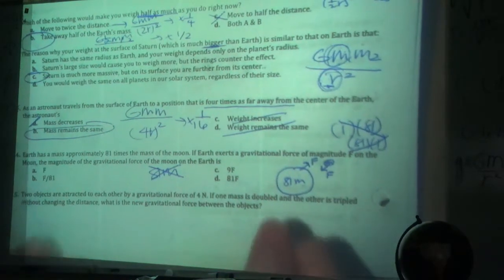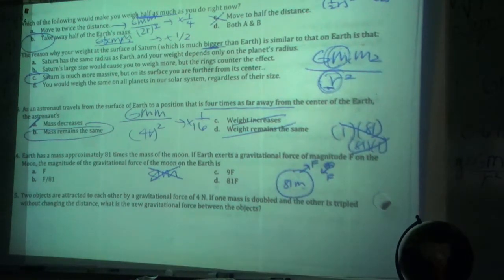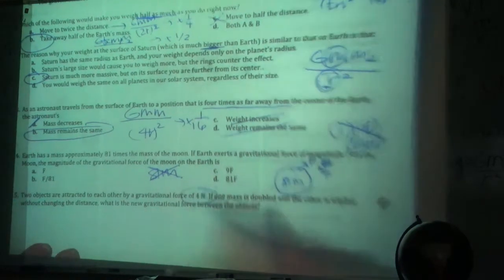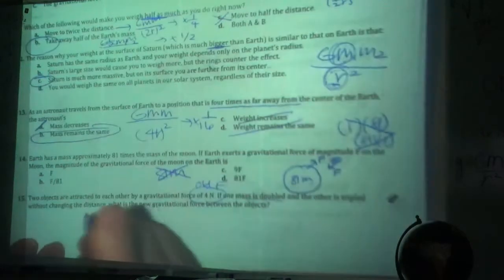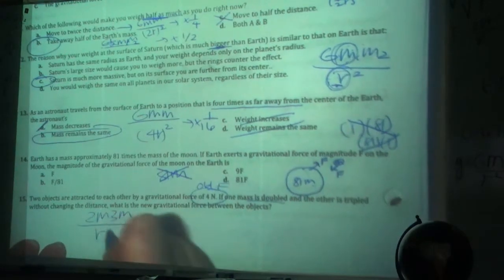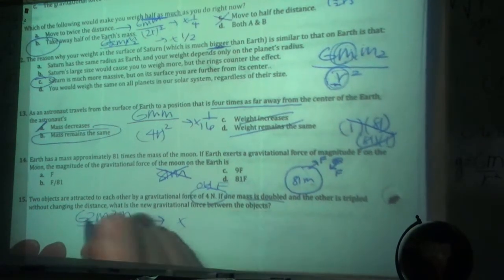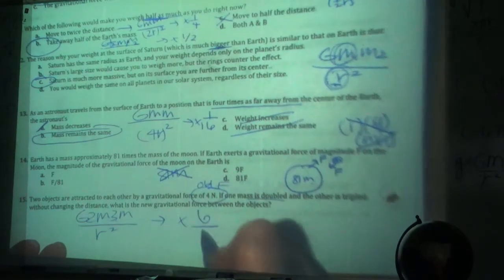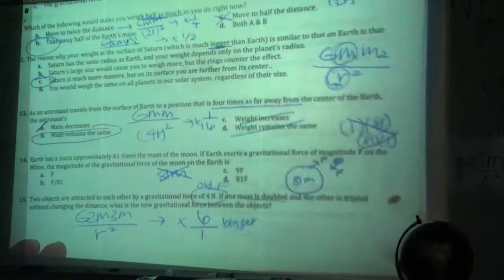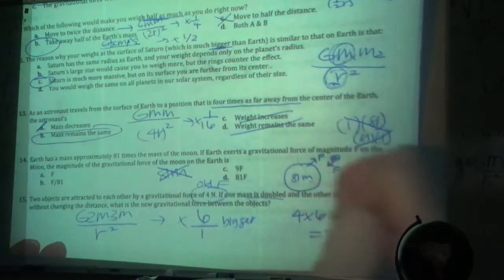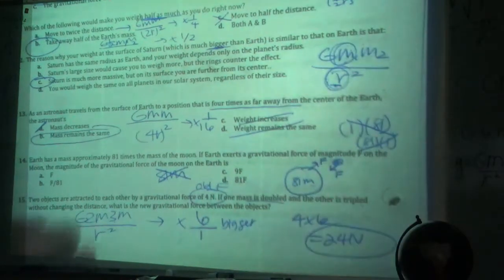Same force. 2 objects are attracted to each other with a gravitational force of 4 newtons, that's my old force. The mass is doubled and the other mass is tripled without changing the distance. That's a 2 times 3 on top, so times 6 on top. And then it's getting 6 times bigger. If my old force is 4, you make it 6 times bigger. That gives me 24 newtons.